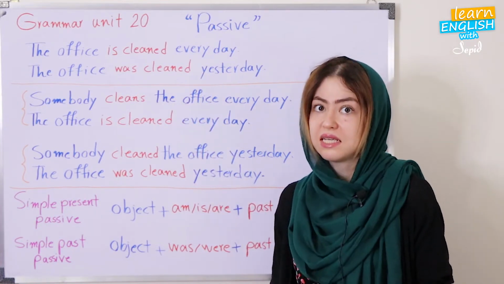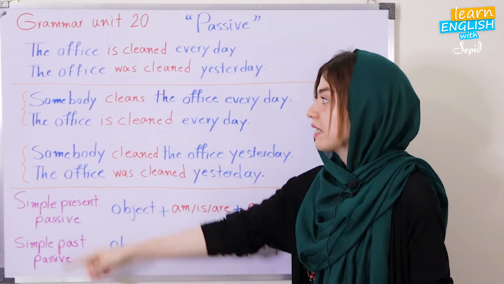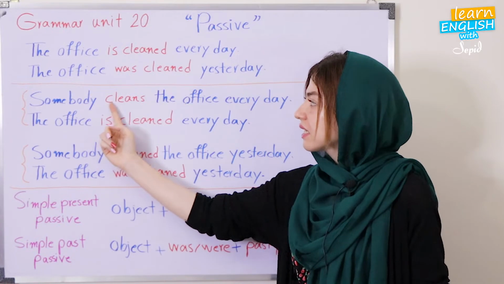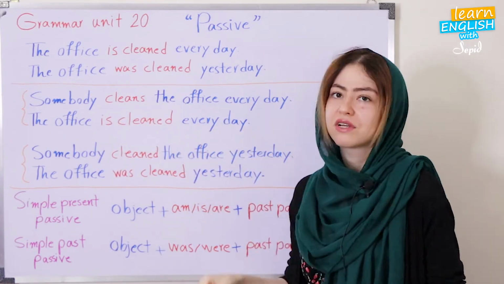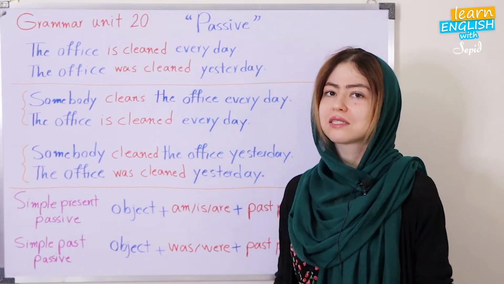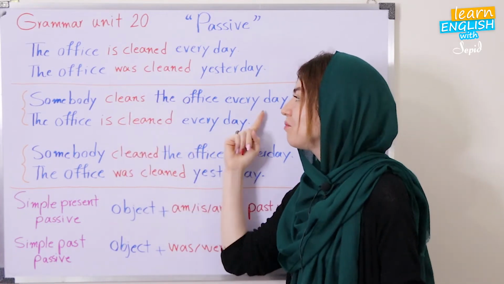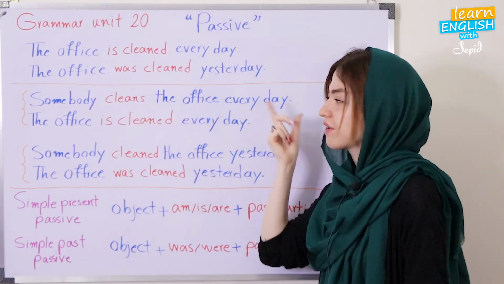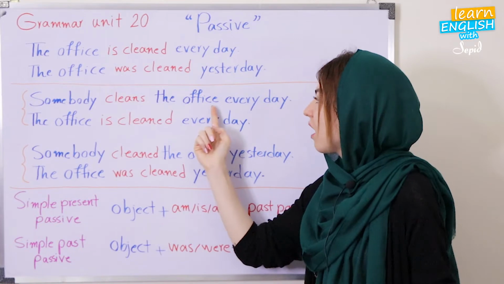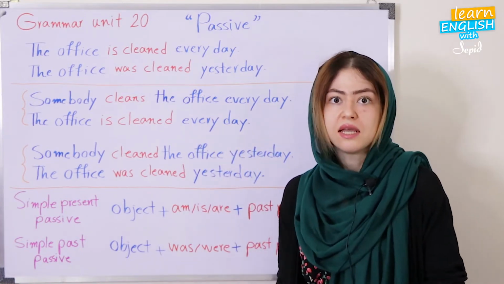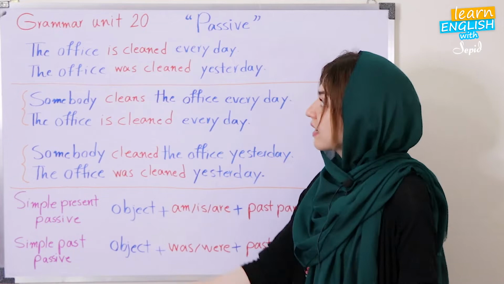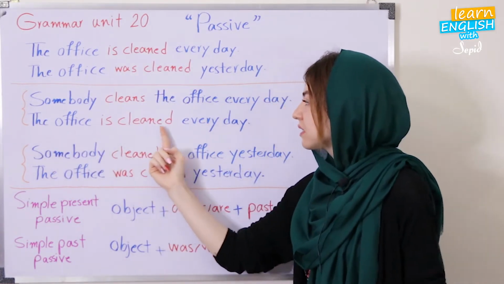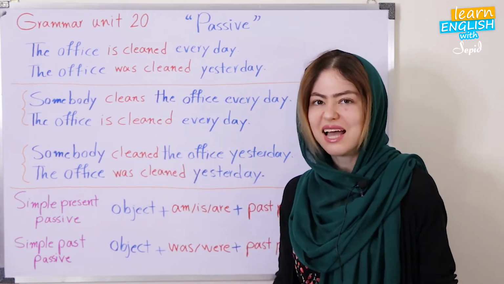Now, let's see what is happening in this section. In this section, somebody cleans the office every day. So the problem is solved. Here we see that this is simple present tense because here we have cleans, and every day. So somebody cleans the office every day. But another form of that, as we just talked about above, is like this. The office is cleaned every day. It has the same meaning.